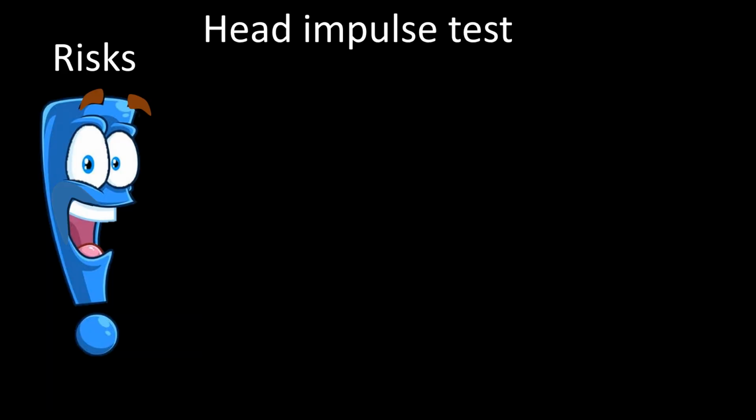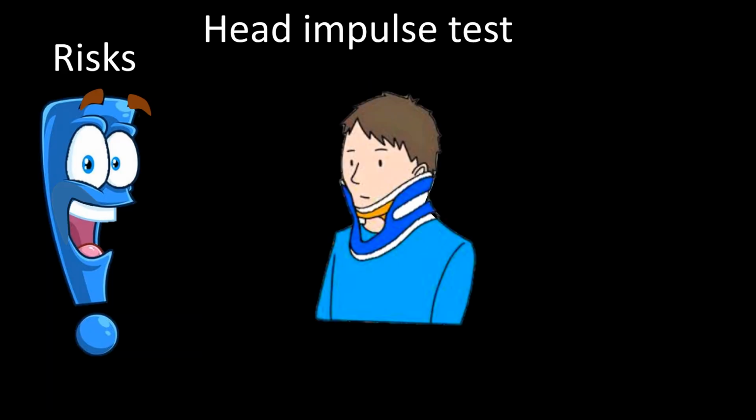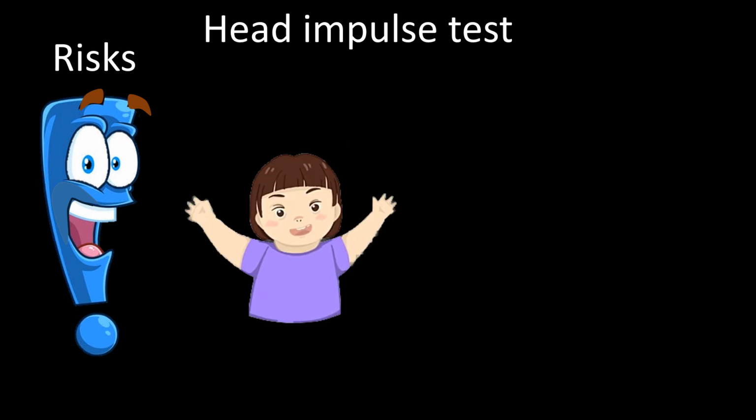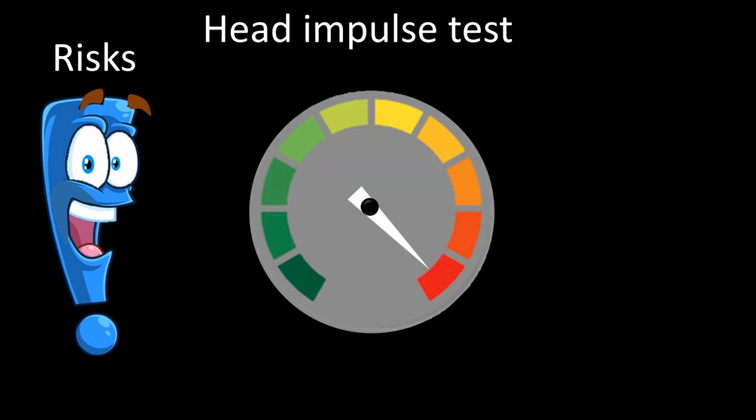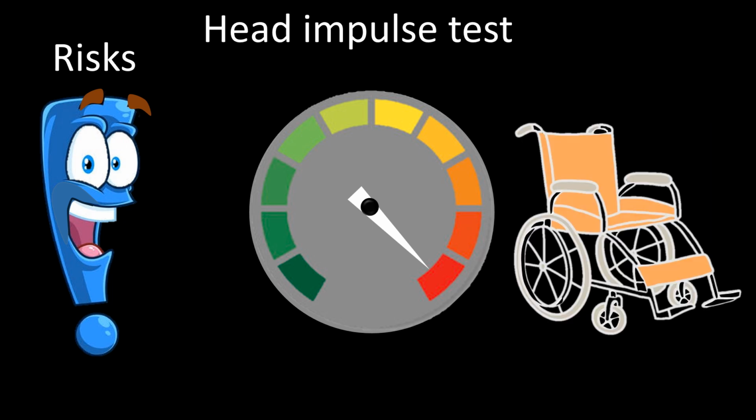One more thing, head impulse test has risks. The risk is high in all people, young people with neck injury and in patients with odontoid hypoplasia, such as patients with Down syndrome and mucopolysaccharidosis. In this high risk group, it is better to avoid doing a head impulse test because the patient may end up vent dependent or paraplegic if the cervical spine is hurt.